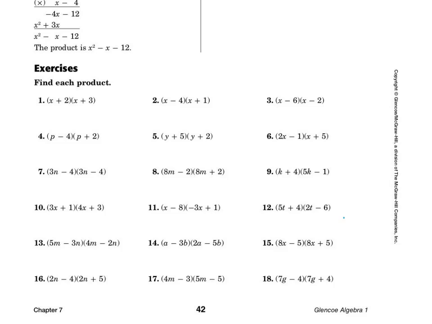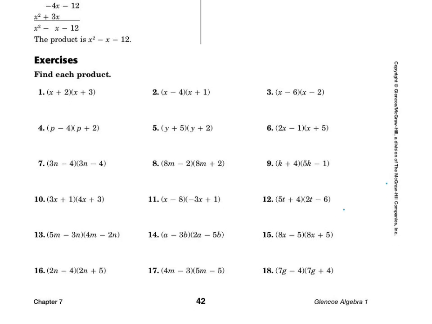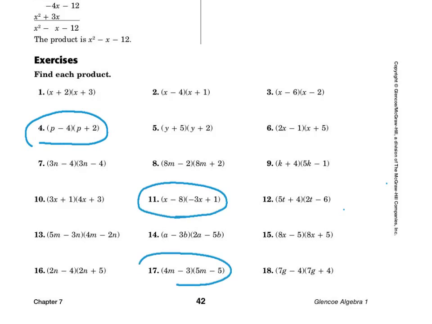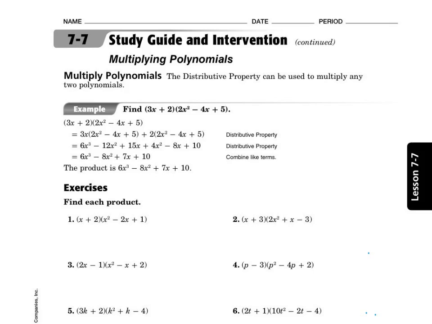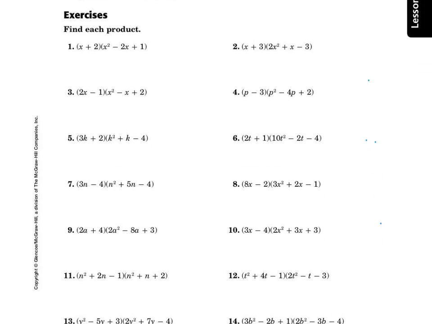Okay, a little more independent practice. Using the FOIL method, you will do number 4, number 11, and number 17. And then using distributive property, go ahead and do number 4, number 7, and number 12.